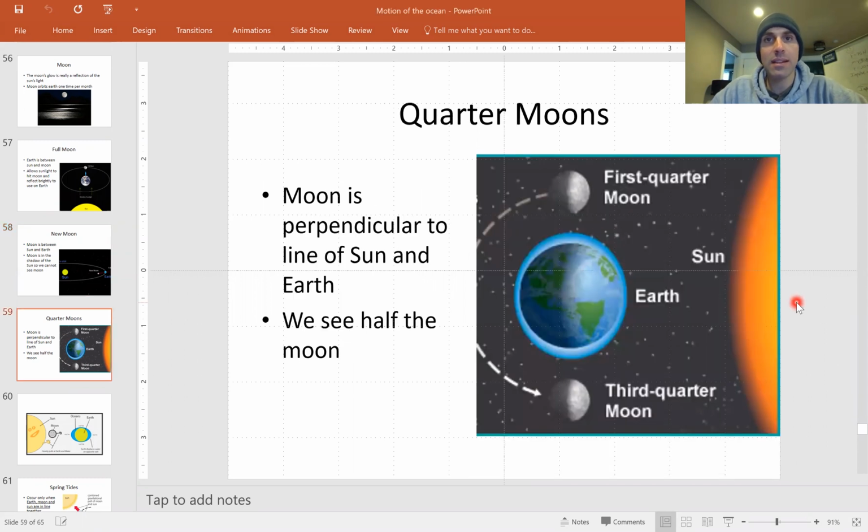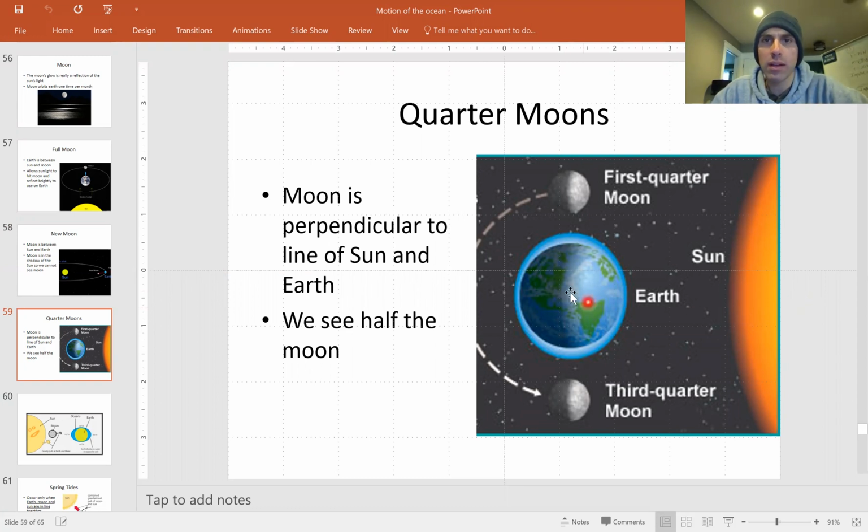Moving on, the quarter moon. So we have full moon, new moon. Full moon, we see it completely, right? Because the sun is lighting it up. A new moon, we don't see it at all because the back side is lit up and we only see the dark side. And now with the quarter moons, the moon is perpendicular to the line of the sun.